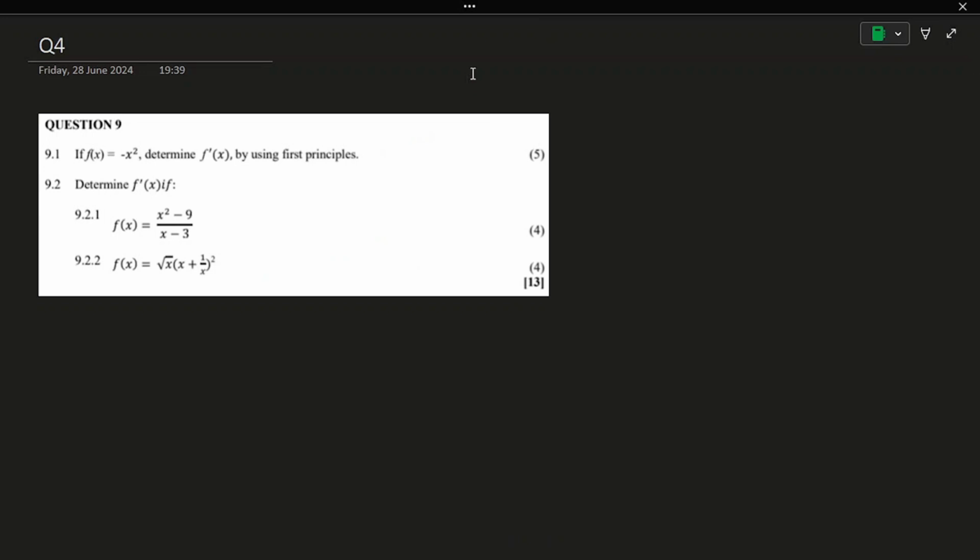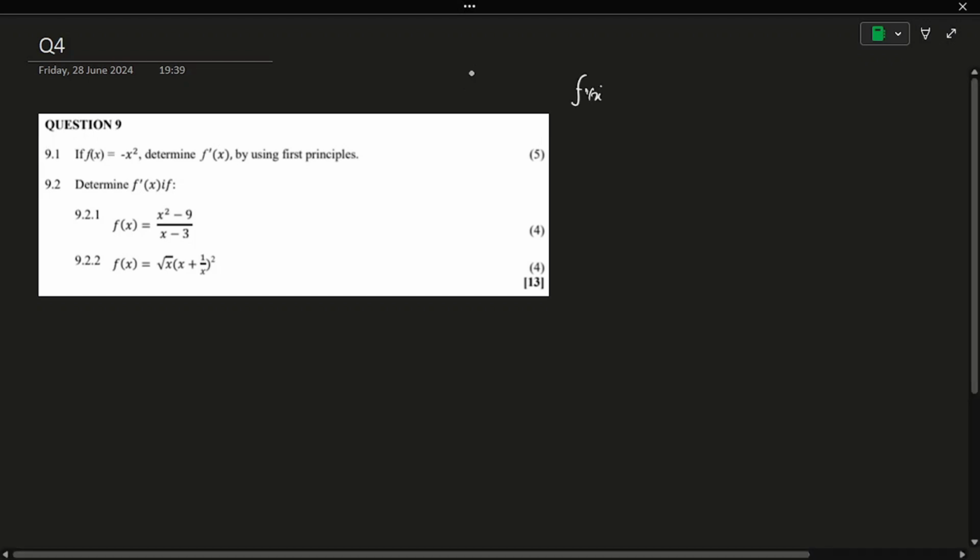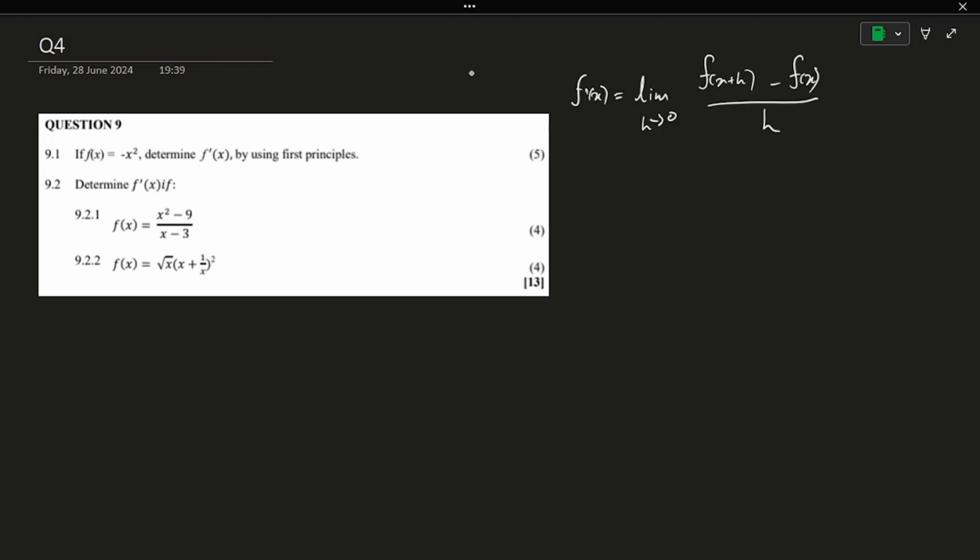If f of x is equal to negative x squared, determine f prime x by using first principles. Right, so we know that to get f prime x, we are going to have the limit as h approaches 0 of f of x plus h minus f of x, all divided by h. We are going to substitute f of x plus h and f of x.